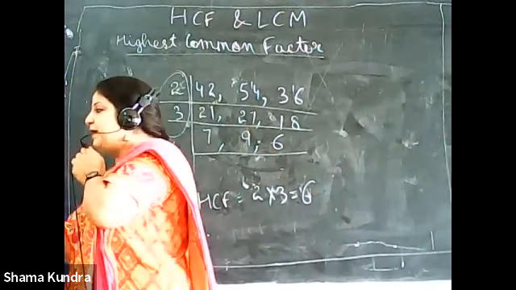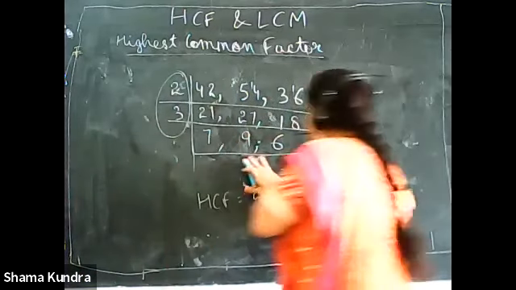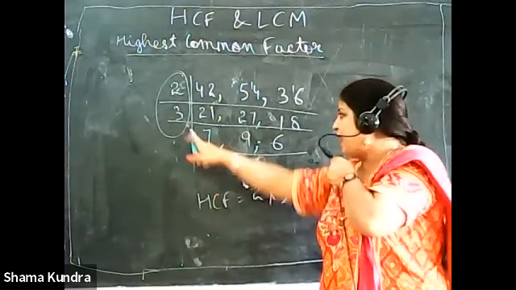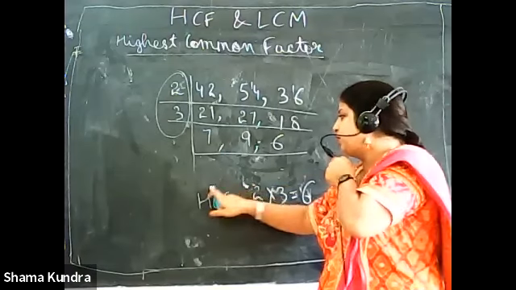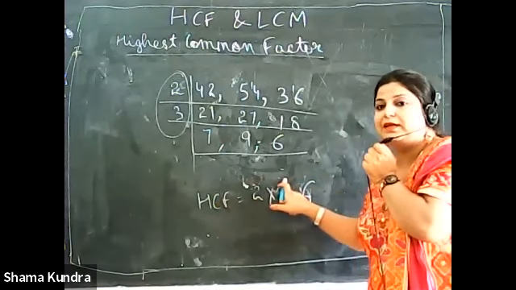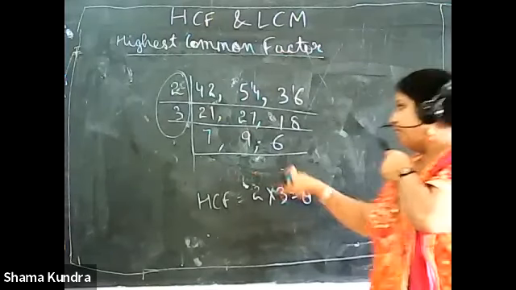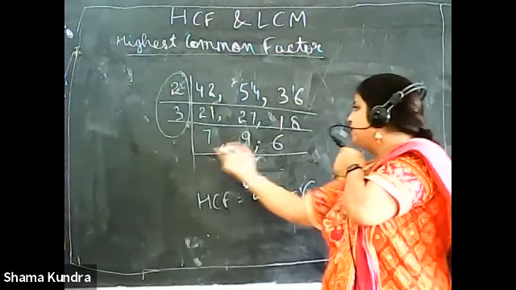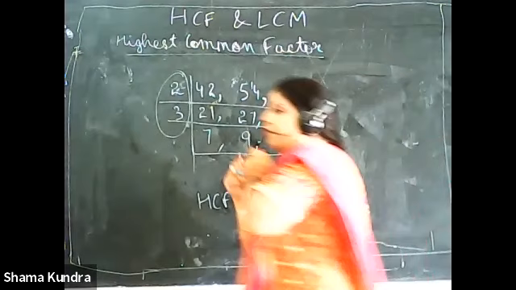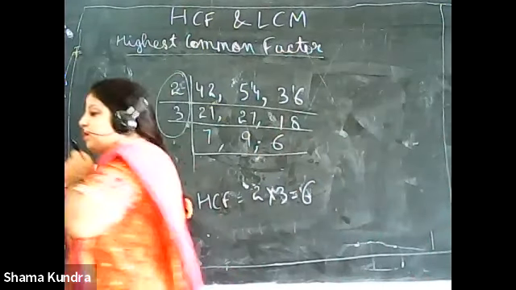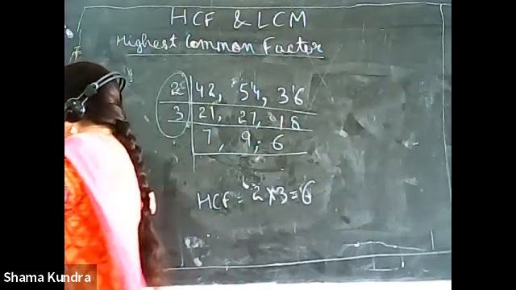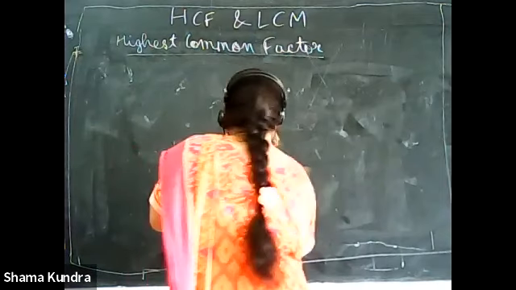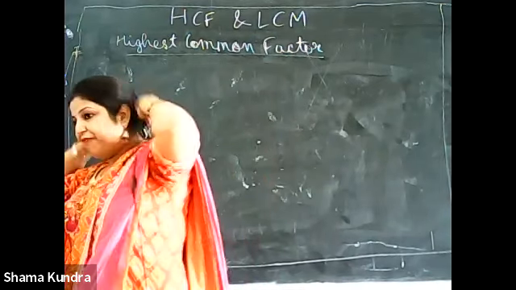If I want to find the LCM of the same numbers, in the case of LCM you have to continue this process until you get 1, 1, 1 at the last. But in the case of HCF, stop when you don't find any number which can divide all these numbers. So HCF will be 6 over here. Now there are some important shortcut formulas to find HCF and LCM.